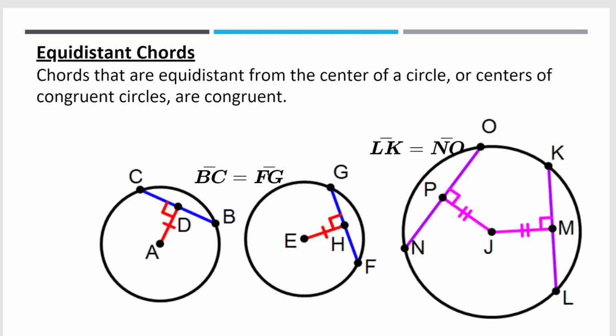Equidistant chords. Chords that are equidistant from the center of the circle or centers of congruent circles, if we have more than one circle in our question, are congruent.